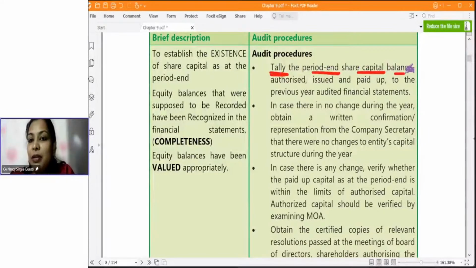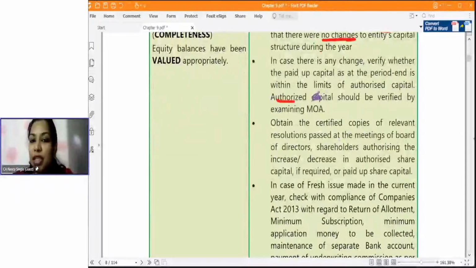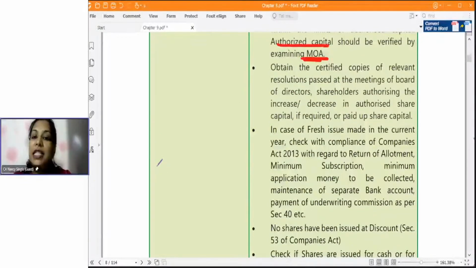So the auditor will tally the paid up share capital, balance, authorized capital and everything with the previous year audited financial statements. Written confirmation from the company secretary if there are no changes. In case of a change, whether it is within the authorized capital, by checking the memorandum of association. He will see the relevant resolutions, of directors and shareholders.